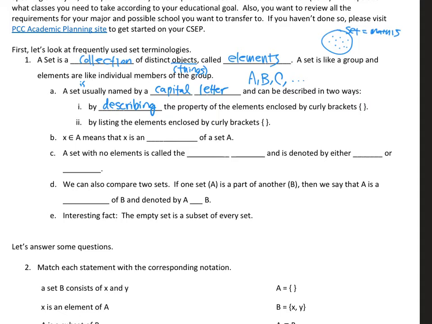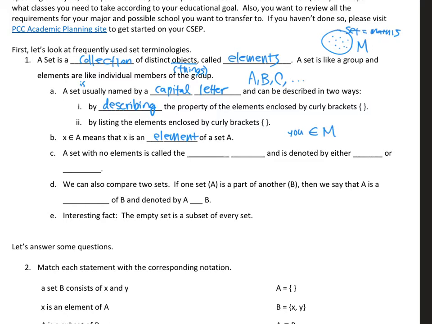Okay, let's look at part B. X with the epsilon symbol, ∈ A, means X is an element of a set A. Notice that I use a capital letter A to describe the name of the set, and for an element, I use a small letter x. So I can say x is a particular element, or x is a particular member of A. So let's say I name my class M for math. Basically you are a member of this class, M.